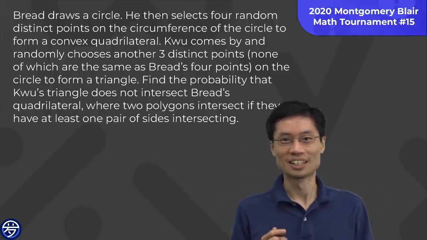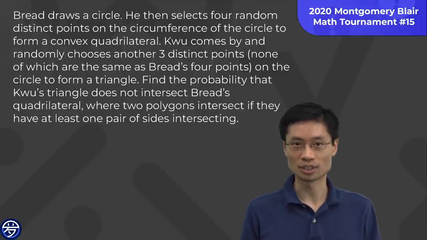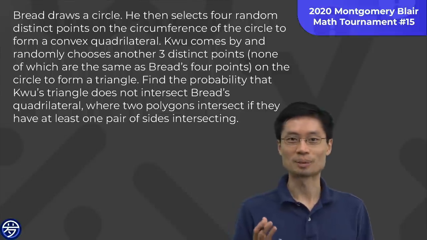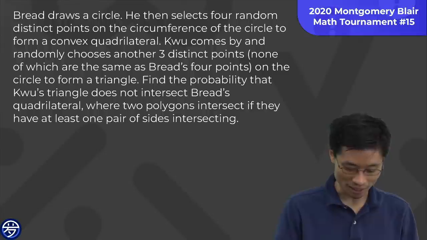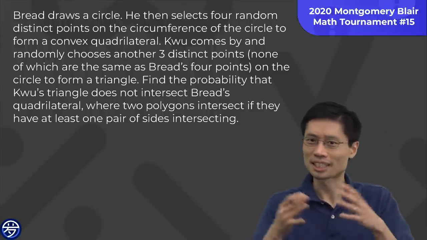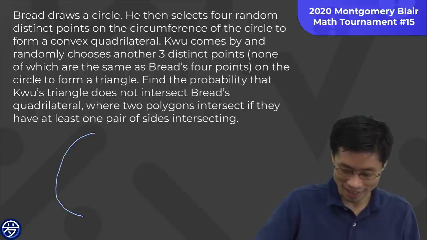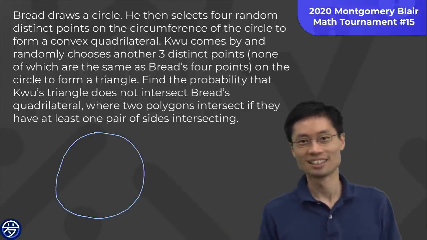Bread draws a circle. He then selects four random distinct points on the circumference of the circle to form a convex quadrilateral. Ku comes by and randomly chooses another three distinct points. Whenever I read a question, I actually have to sketch out what's going on because I'm not really sure what the problem means yet. So here's a circle, all right? I'm Bread. I drew a circle.